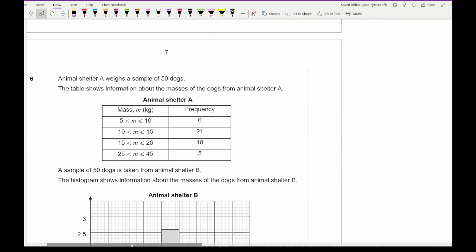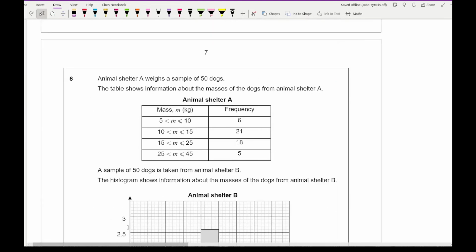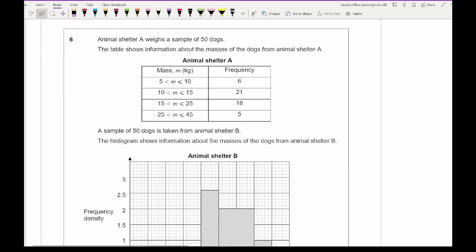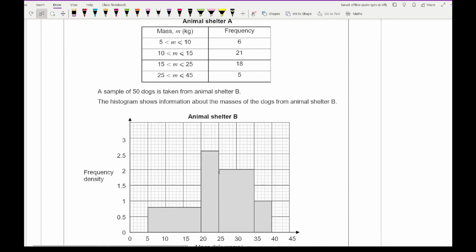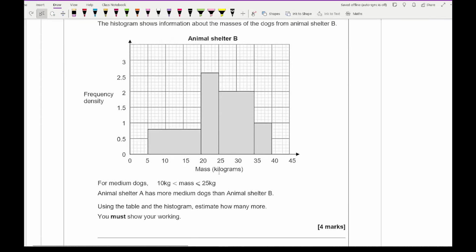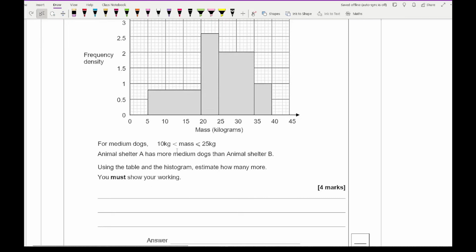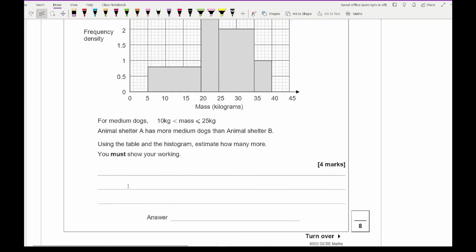Then moving on to question 6, it says that an animal shelter A weighs a sample of 50 dogs. The table shows information about the masses of the dogs from animal shelter A. It then says that a sample of 50 dogs is taken from animal shelter B. The histogram shows the information about the masses of the dogs from animal shelter B. And it says for medium dogs, which are weighed between 10 and 25, inclusive of 25, animal shelter A has more medium dogs than animal shelter B. Using the table and the histogram, estimate how many more. You must show your working.